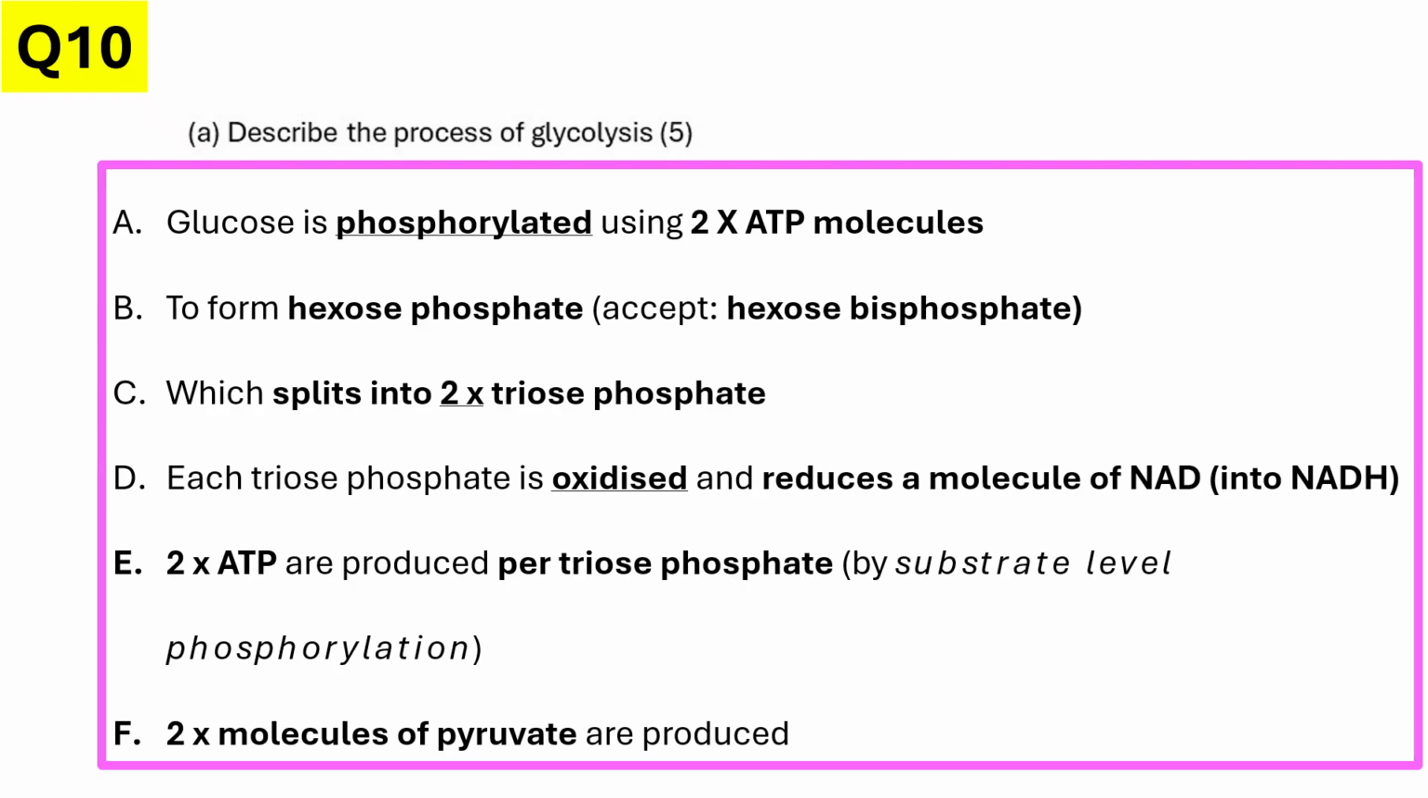Now the net products of glycolysis are two molecules of ATP net made per glucose, two NADH are made, and two molecules of pyruvate are made in the cytoplasm.